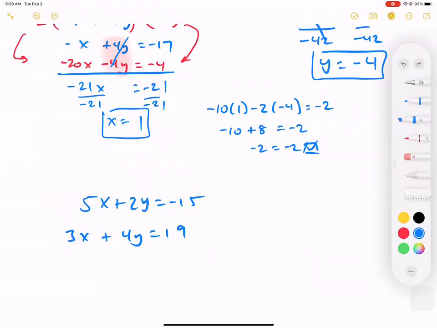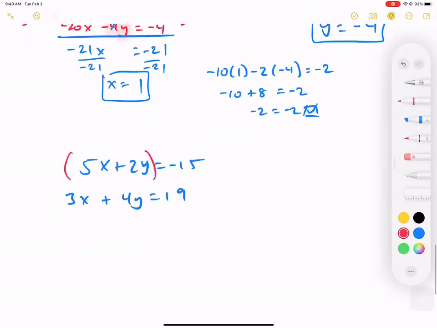And the way we do that is we make a decision. What number can I make 3 and 5 look like? Sometimes it's just multiplying them together. They can both look like 15. So here is this new version. I'm going to multiply the top by 3 and the bottom by 5.